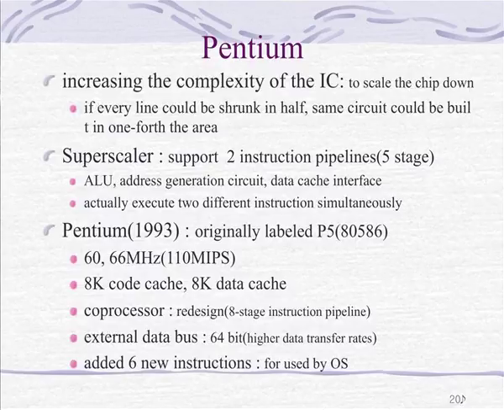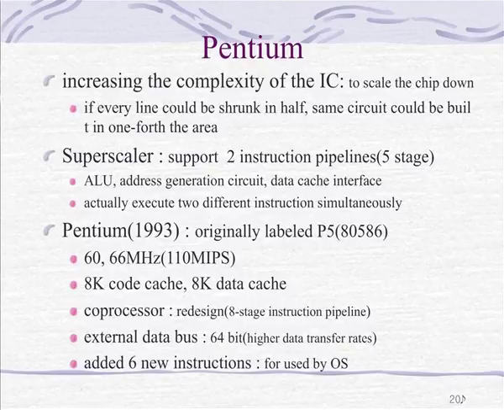ALU, address generation circuits, and data cache interfaces are available in the Pentium processor. It can execute 2 different instructions simultaneously. The Pentium was developed in the year 1993, originally labeled as P5 or 80586. Earlier its name was 80586, and then the name given was Pentium.